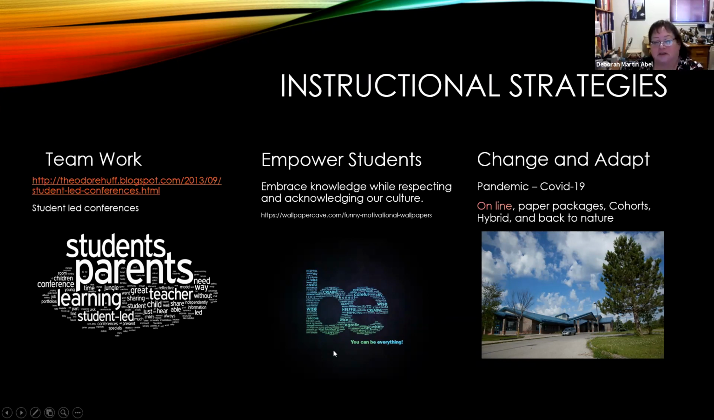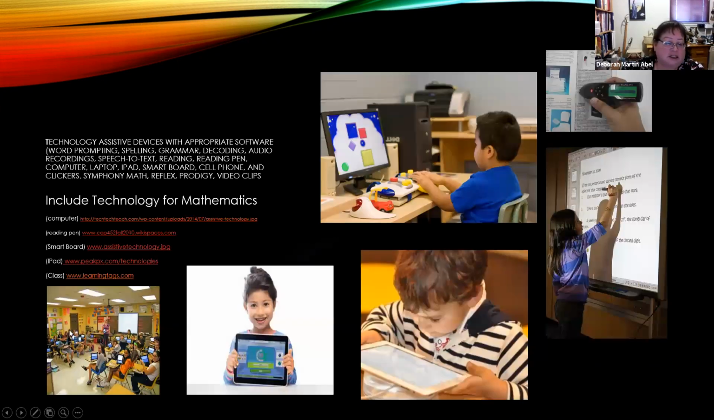And these are some of the tech. You can see the classroom in the bottom where everyone's on something, and then Symphony Math. Students are using that, and iPads, and reinforcing shapes. There's the reading pen to help students if they have difficulty reading, and then the smart board.